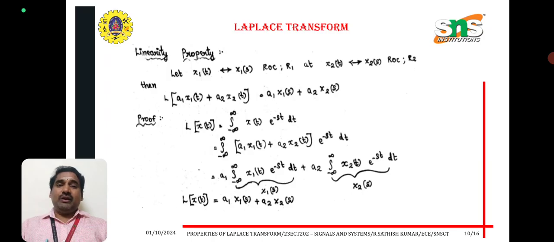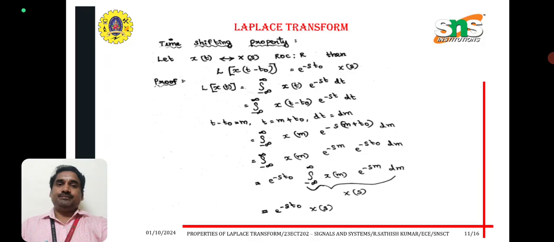X of s is equal to the integral from minus infinity to plus infinity of x of t into e power minus st dt. Now we can apply the time domain function in terms of x of t. We can get a1 into X1 of s plus a2 into X2 of s. Next one, time shifting property.